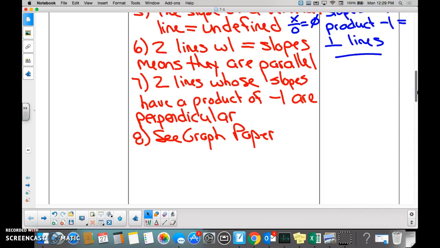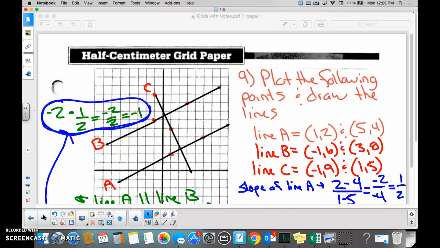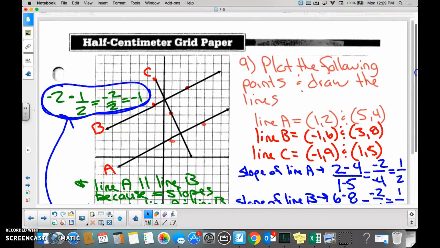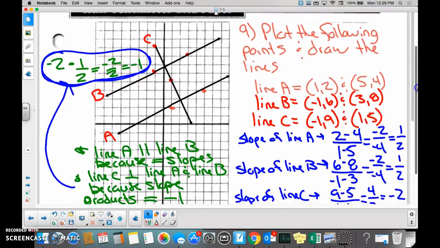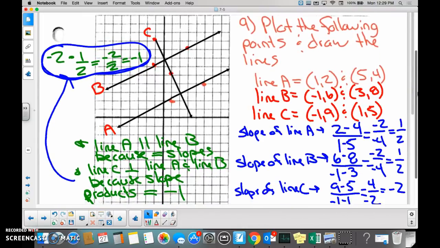When you go to your graph paper to look, we have examples of what we just talked about. So we have line B and line A. They have the exact same slopes, therefore they're what, you guys? Perpendicular.